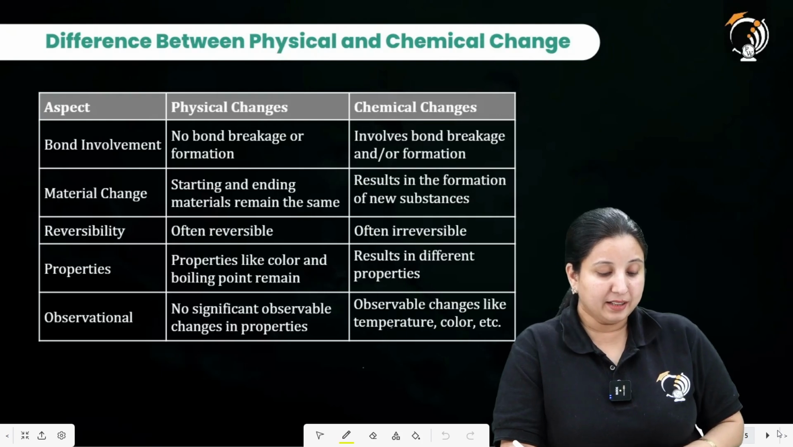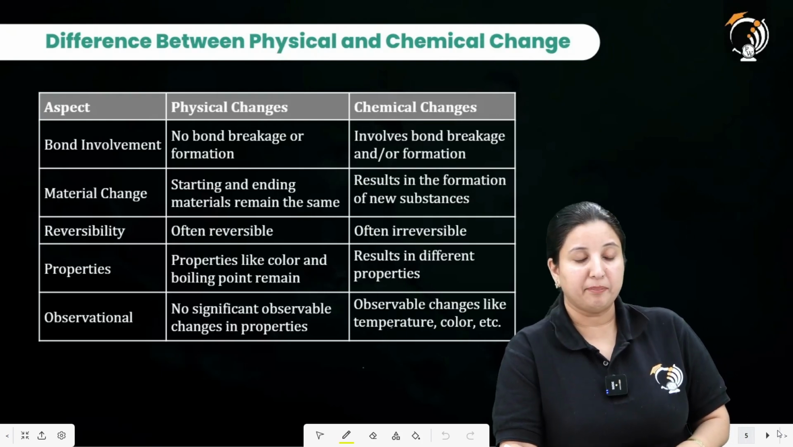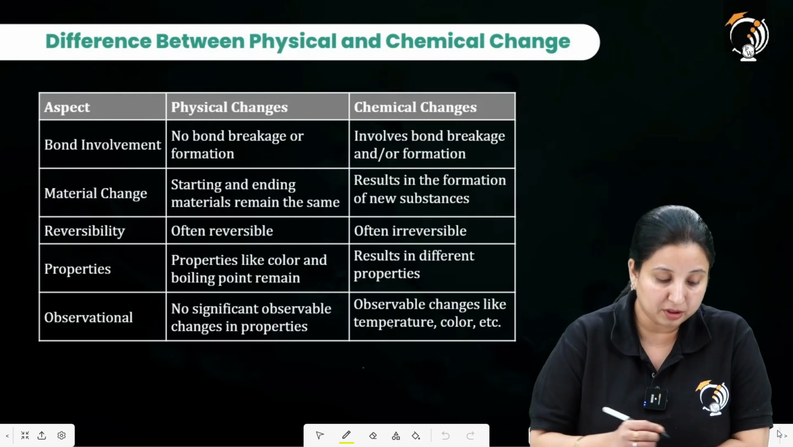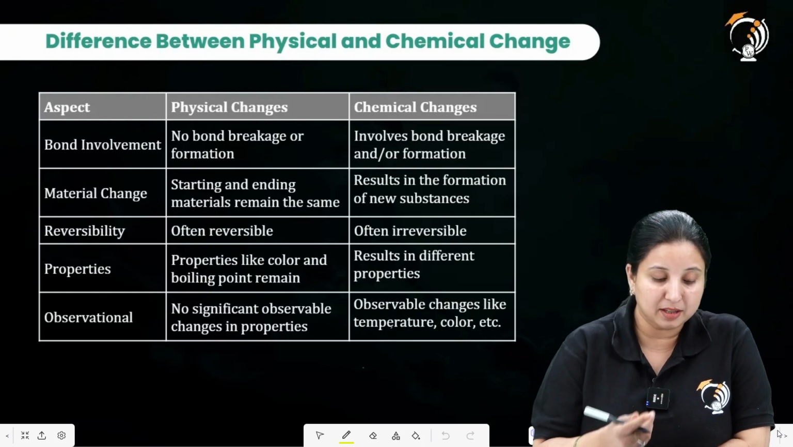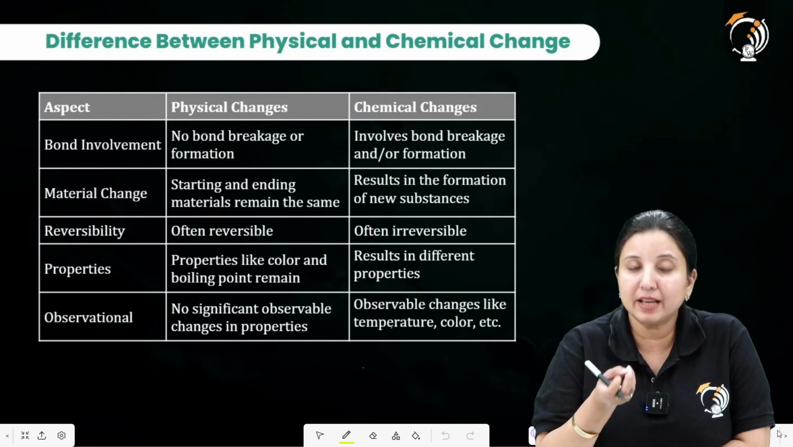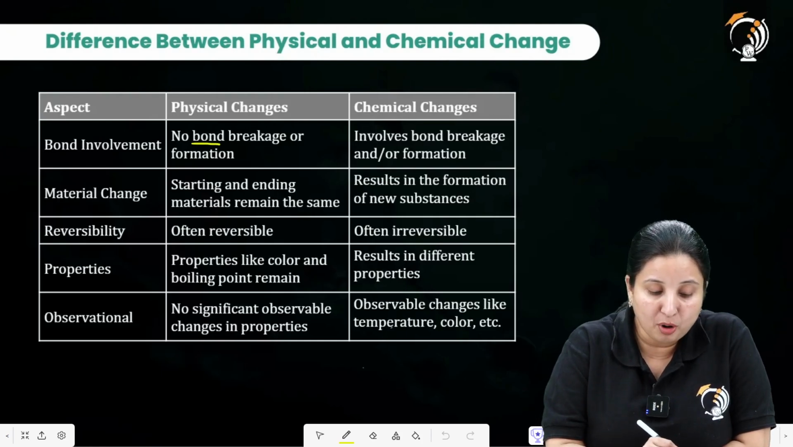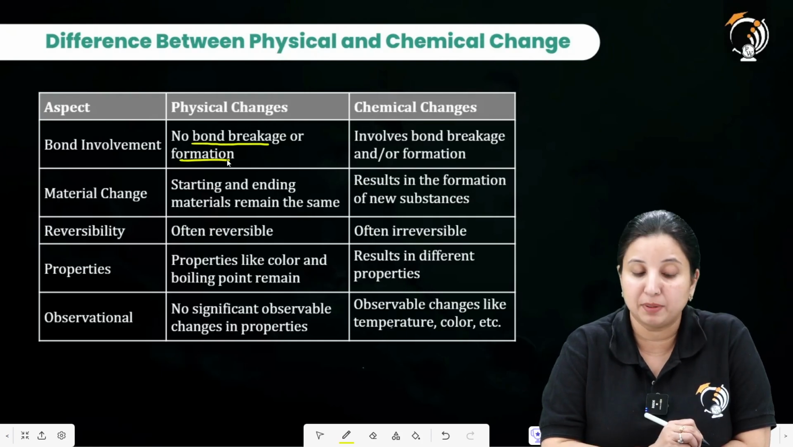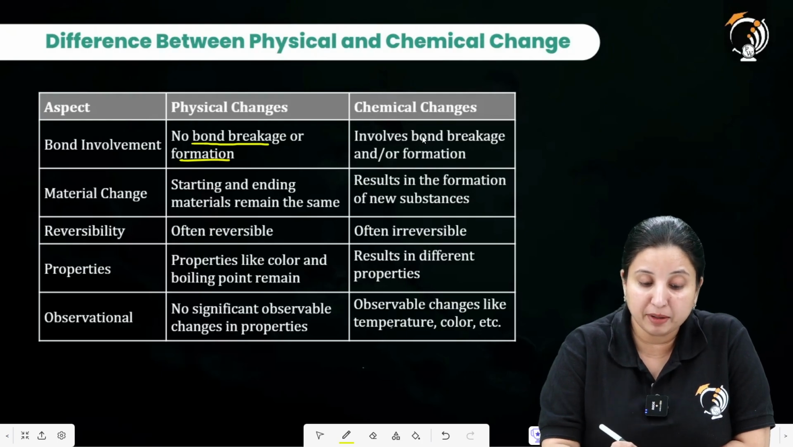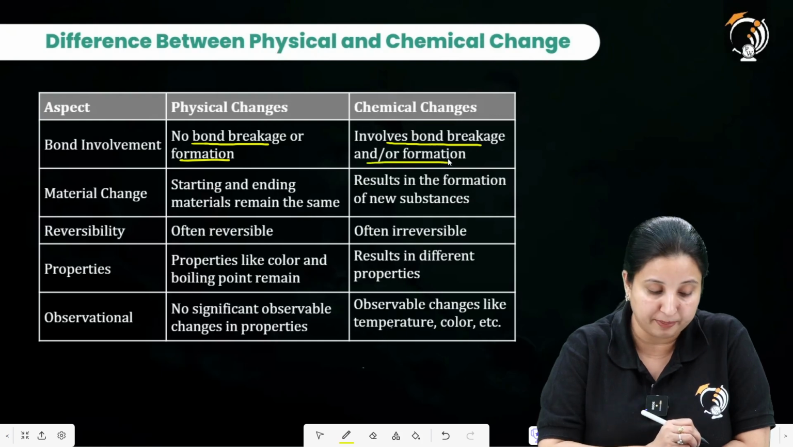So let's see what the basic difference between them is. The first point is bond involvement. In the case of physical changes, no bond breakage or bond formation takes place, whereas in the case of chemical changes, it involves bond breakage or bond formation.